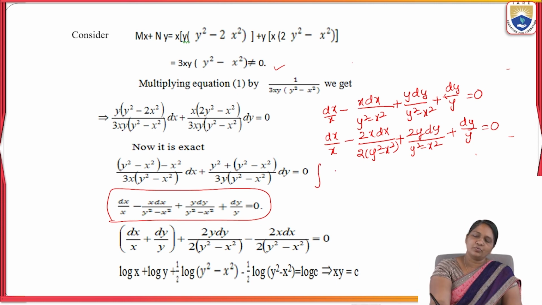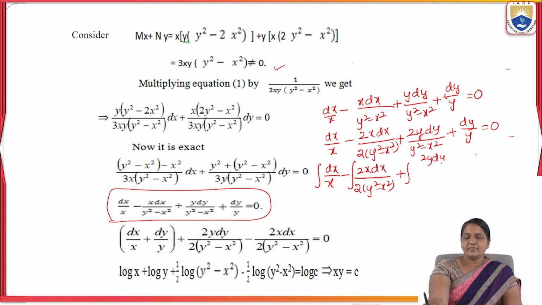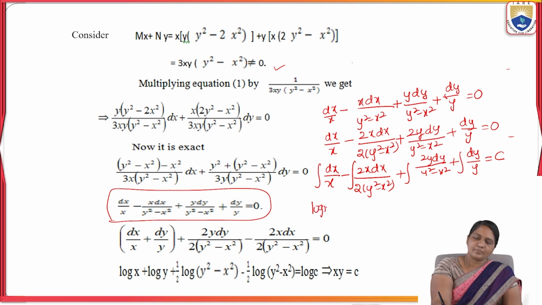So integration on both sides. So integral dx by x minus integral 2x dx by 2 into y square minus x square plus integral 2y dy by y square minus x square plus integral dy by y equal to c. So integral 1 by x is log x minus here 1 by 2 into, so f dash of x by f of x. So log fx.